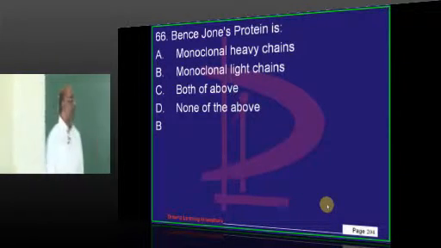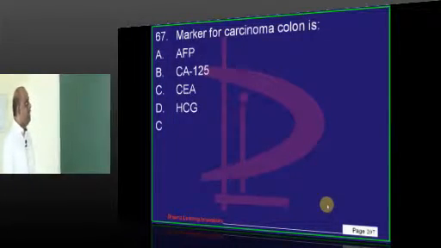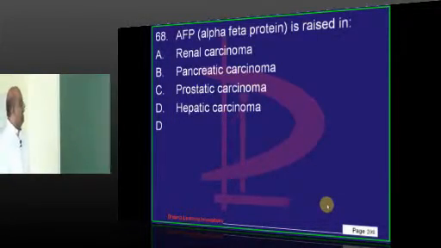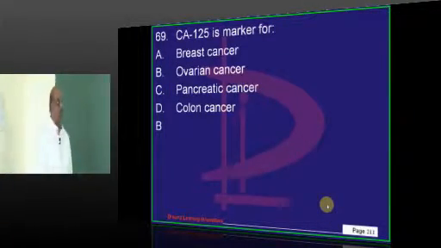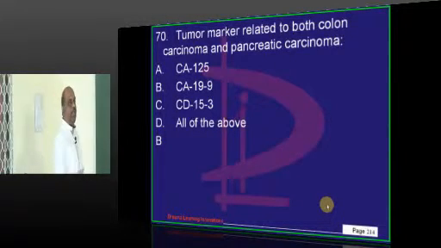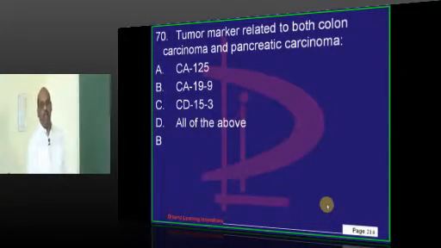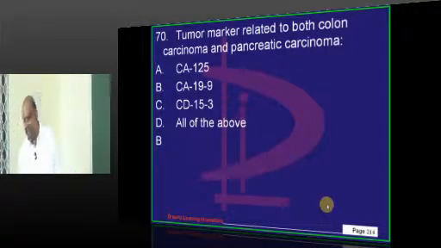Now, Bence-Jones proteins are monoclonal light chains found in multiple myeloma. In carcinoma colon you have CEA. AFP is typically elevated in hepatic carcinoma. CA125 is the marker of ovarian cancer. And for both colon cancer and pancreatic carcinoma, CA 19-9 is what needs to be remembered.